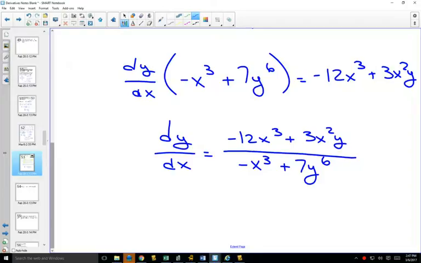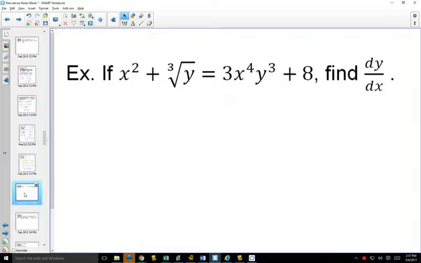So again, we can't write our derivative just in terms of x. Our derivative has x coordinates and y coordinates. And if you plugged in an x coordinate and a y coordinate, you could find out the slope of the tangent of that function at that time.